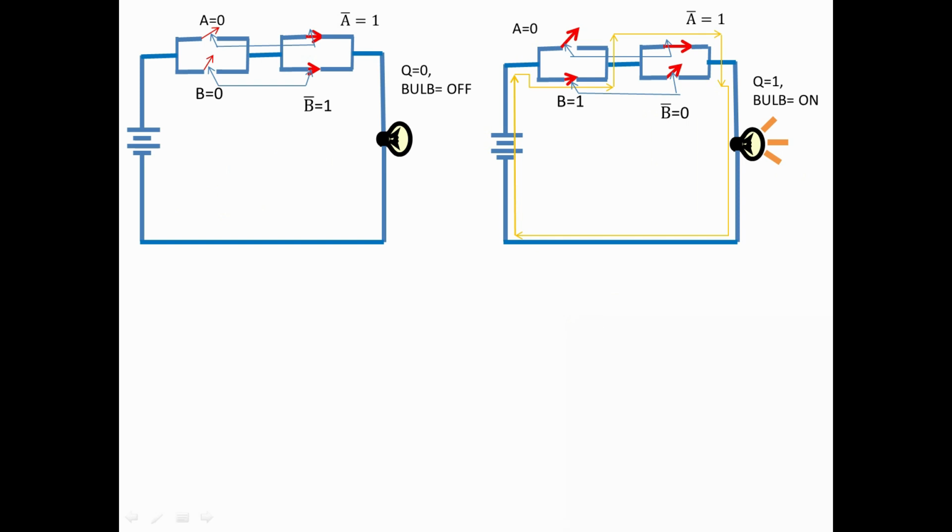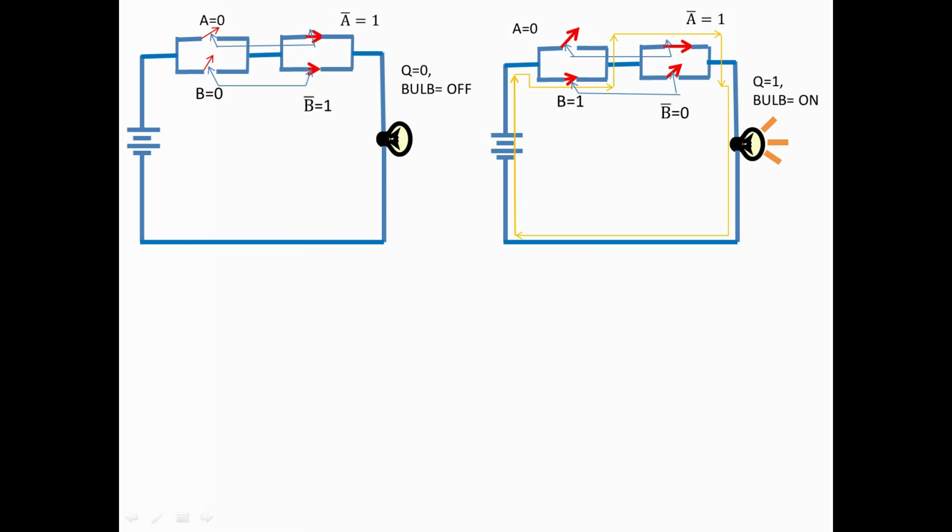Let us see the working of the exclusive OR gate. Here there are 2 inputs, A and B. These are the complement switches. That is, when A is 0, the switch A bar is equal to 1. When it is opened, it will be closed. That is the meaning of this A and A bar. Here switch B bar is the complement of B. When it is opened, it will be closed, and when it is closed, it will be opened.